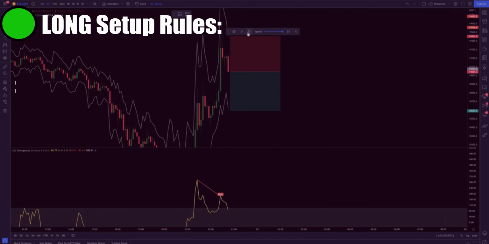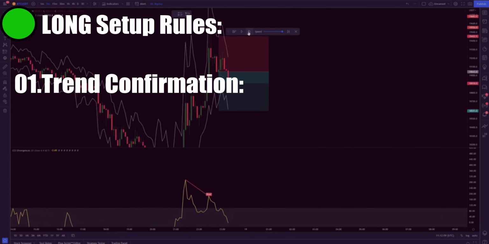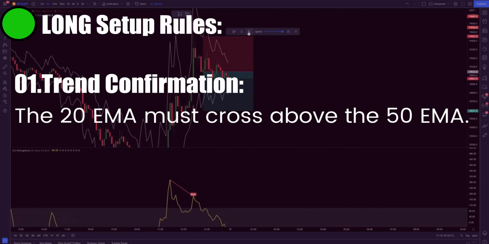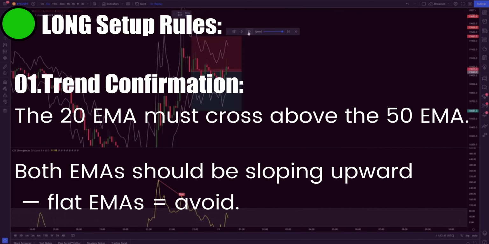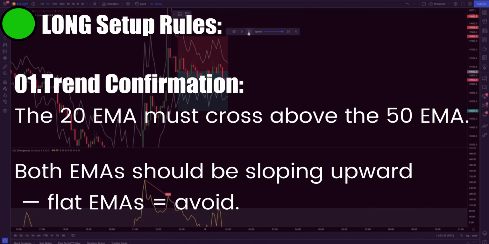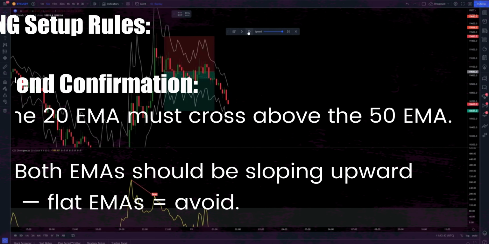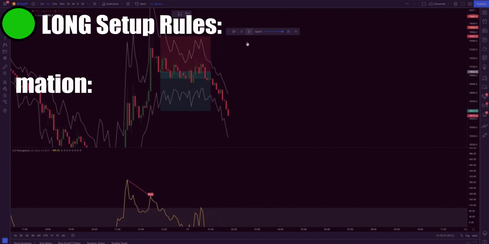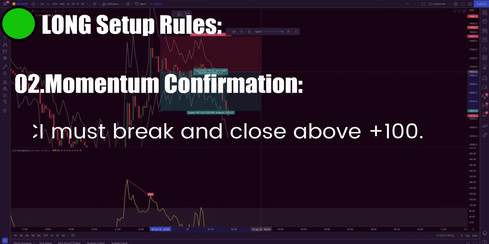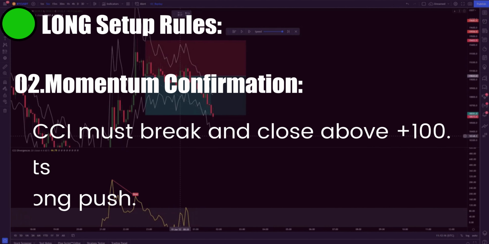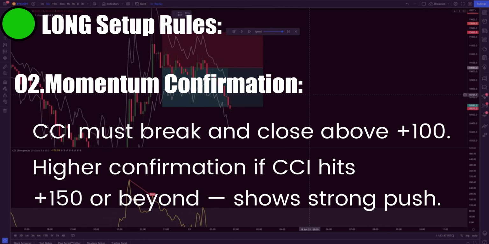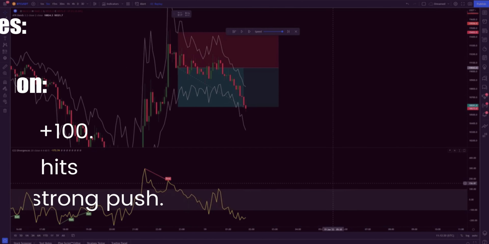Long setup rules, trend confirmation. The 20 EMA must cross above the 50 EMA. Both EMAs should be sloping upward. Flat EMAs, avoid. Momentum confirmation, CCI must break and close above plus 100. Higher confirmation if CCI hits plus 150 or beyond, shows strong push.